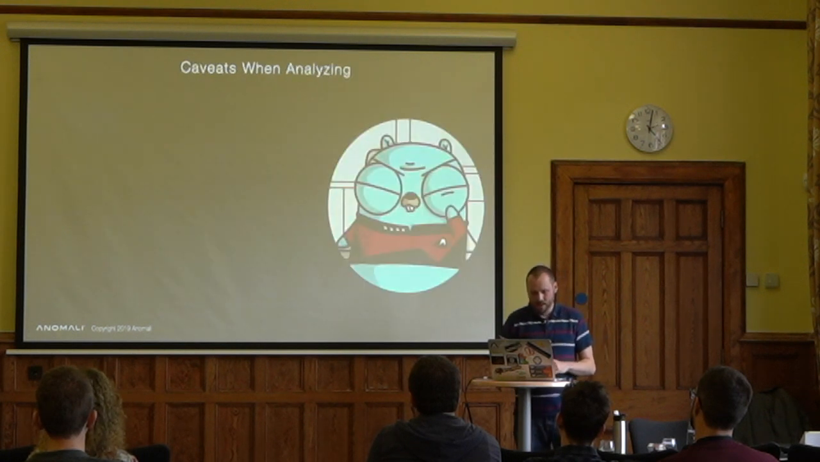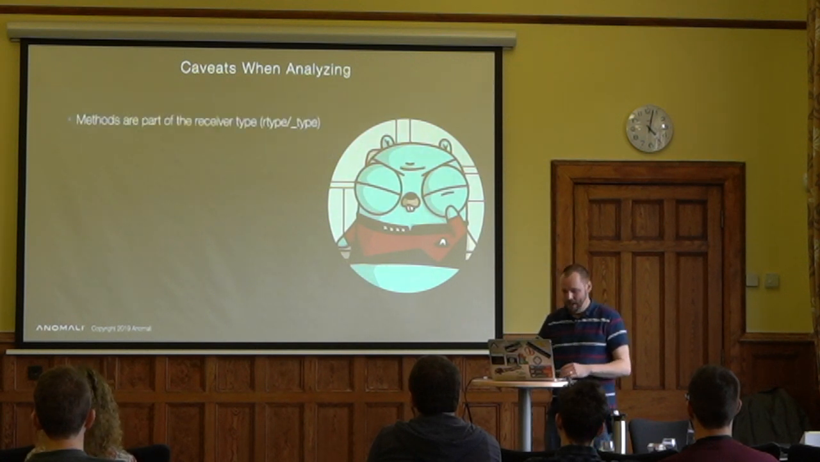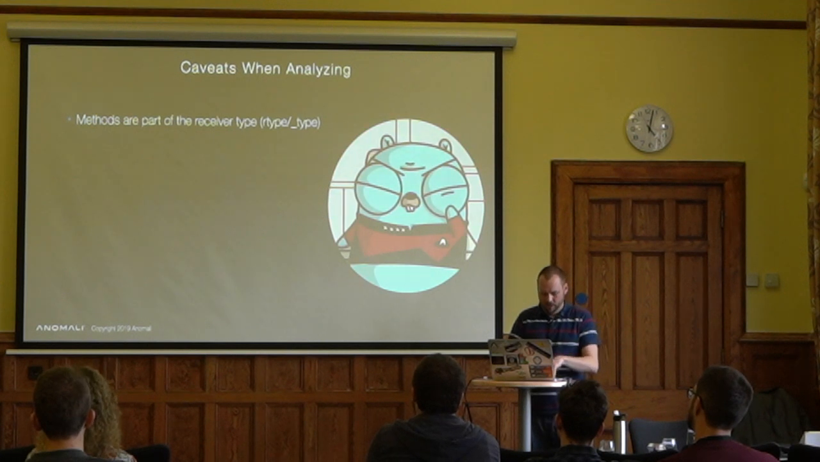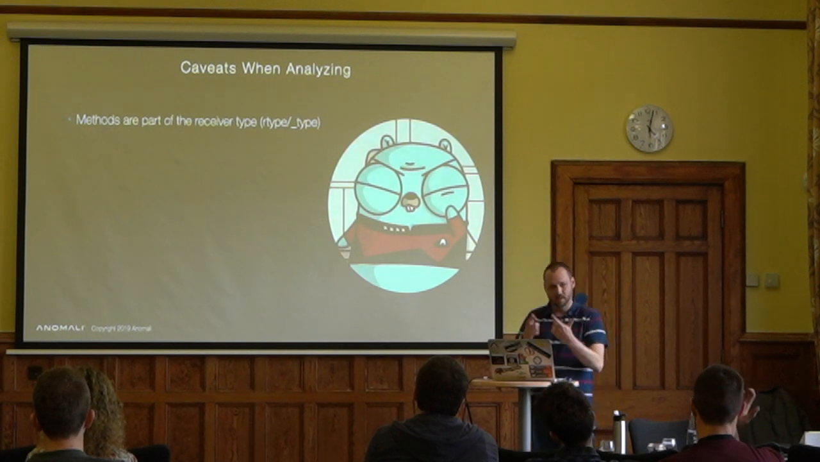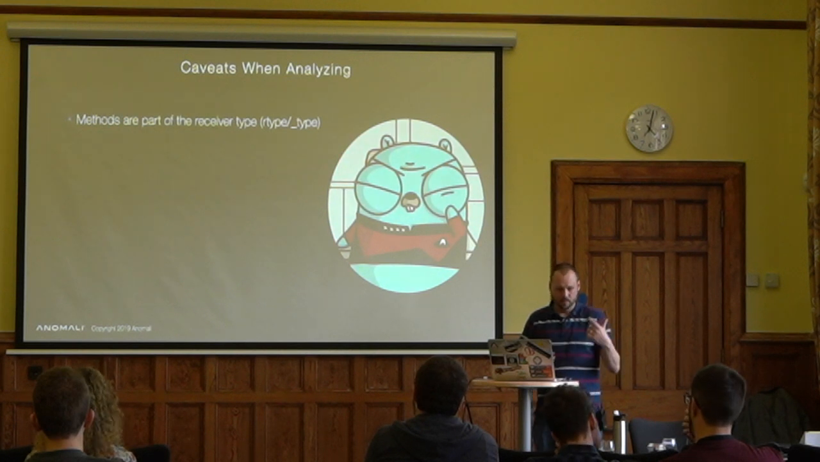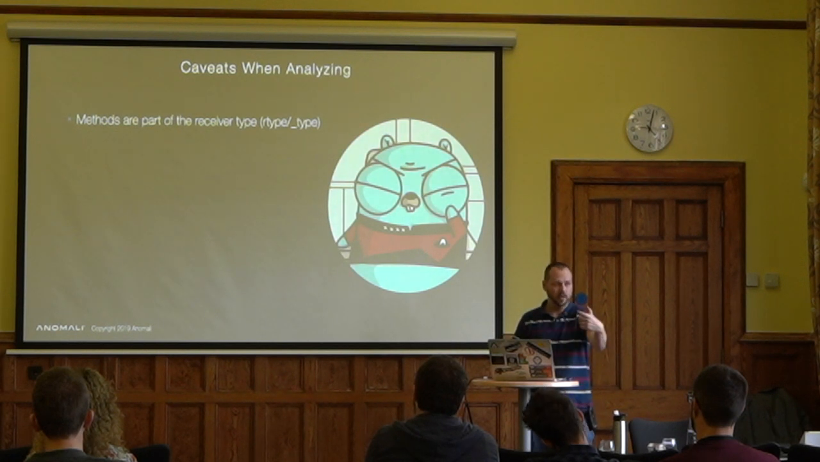So there are some caveats when it comes to analyzing Go binaries, and I want to share some of the pitfalls that I've fallen into. When you're assigning a method to a specific type, you can decide to do it on the pointer version or the concrete version. The pointer gives a little optimization saving because instead of passing the whole data structure around in calling functions, you just pass the pointer.